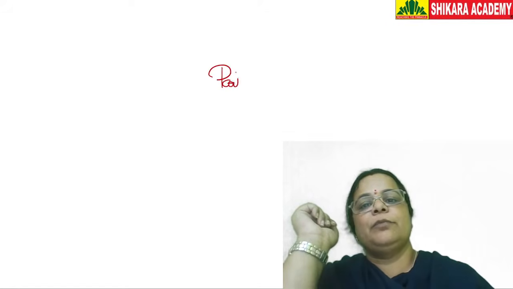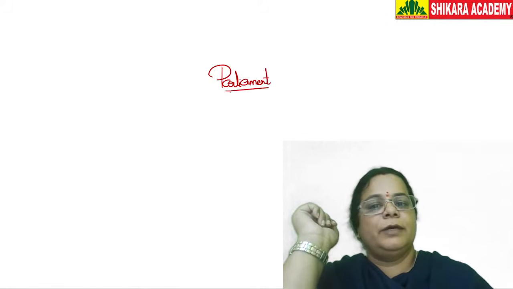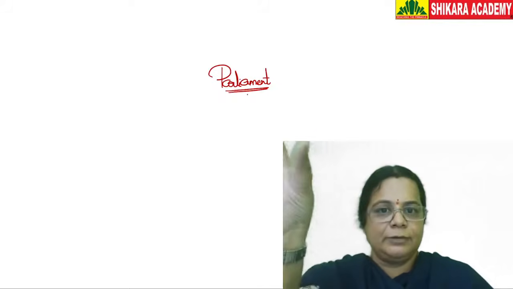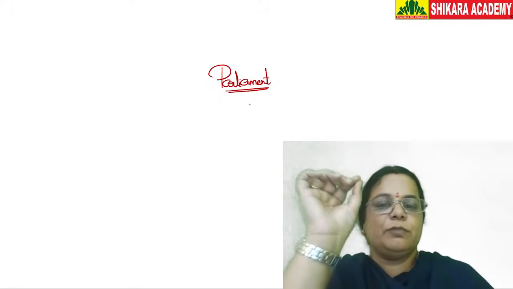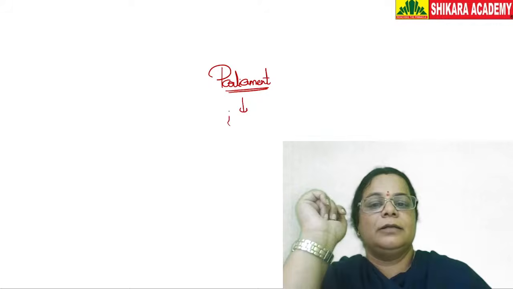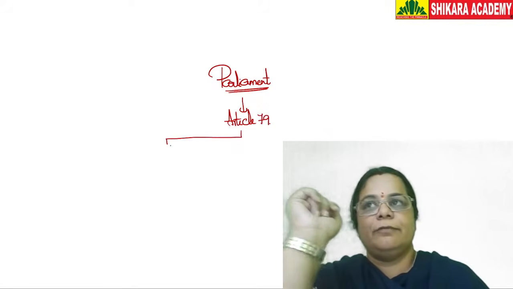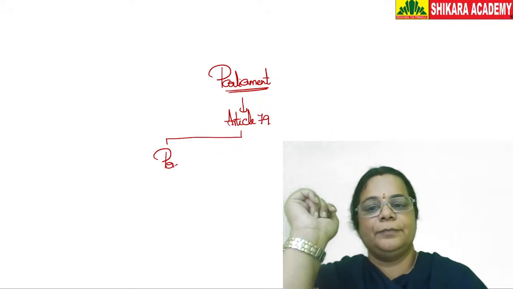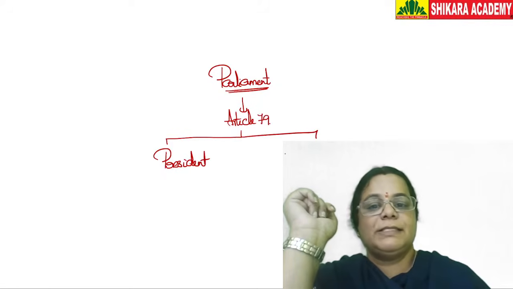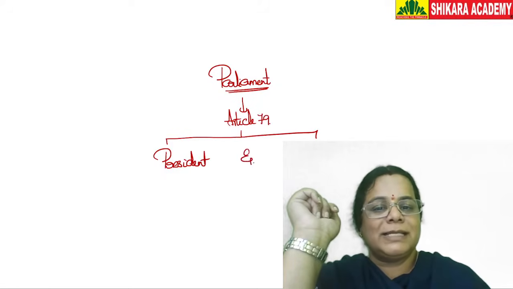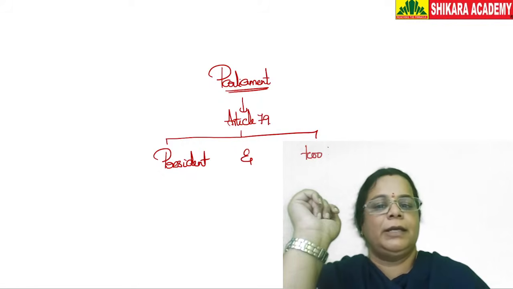As we all know, Parliament is the lawmaking body of India at the central level. And the structure of Parliament is defined under Article 79. Now, what does Article 79 tell us? It tells us that Parliament will have the President and two houses. Please remember the word 'and' is extremely important. I'll tell you why 'and' is important.